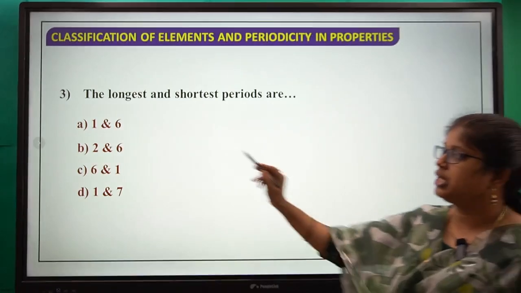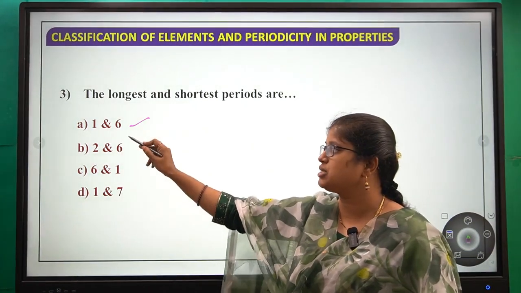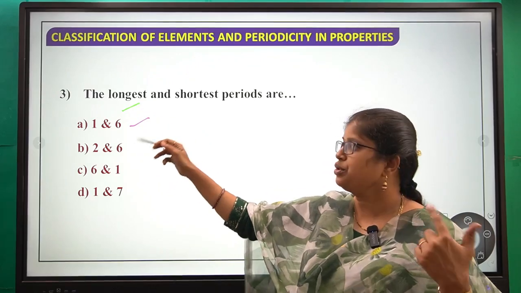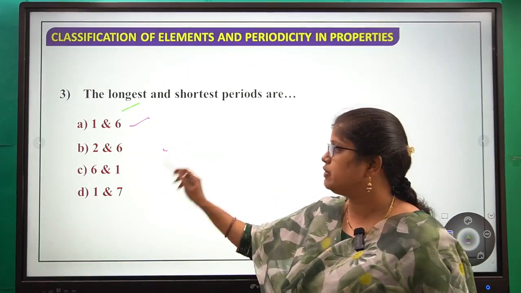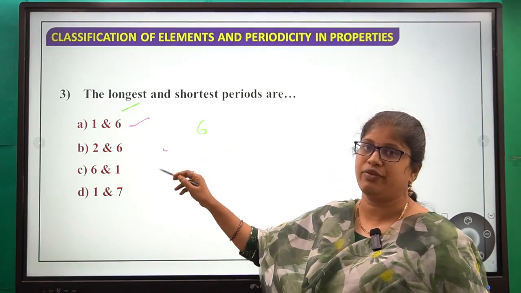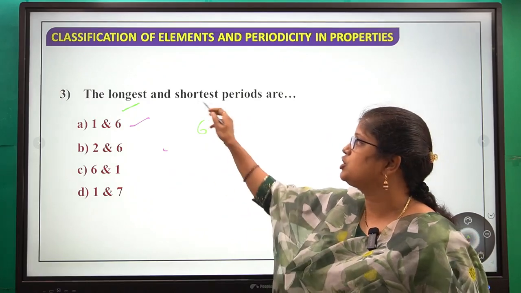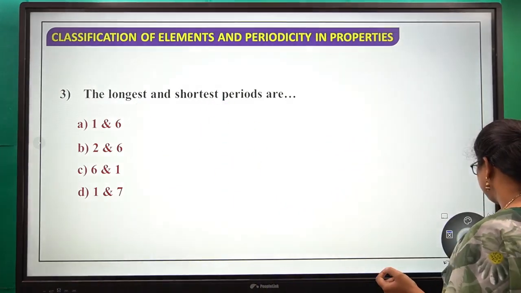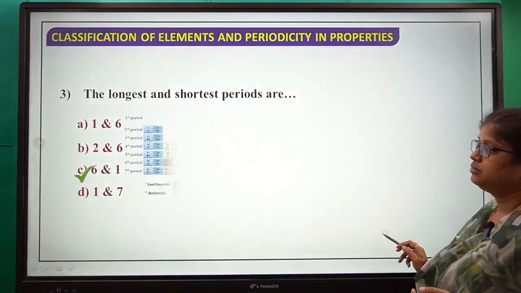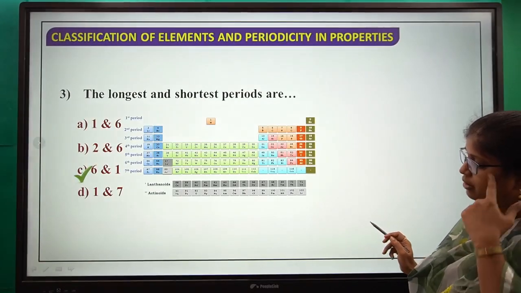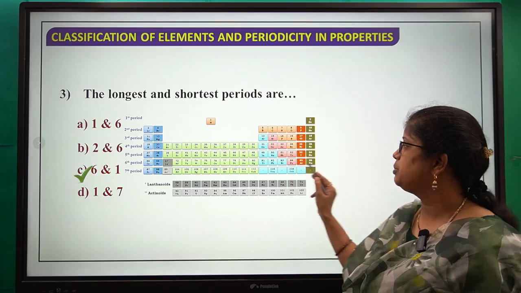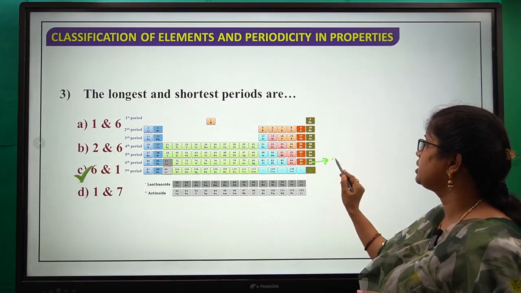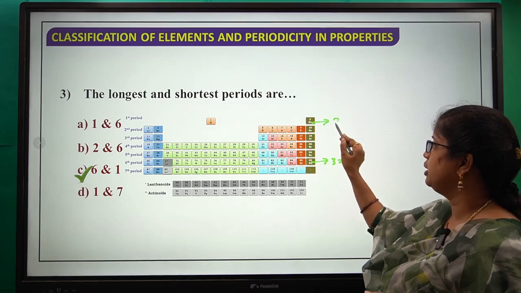Here don't confuse and don't give the option first. Why? Because 1 and 6. But what is asked first? He is asking longest. First we should write longest period. So which is the longest period? Sixth. So that's why we should write first 6. Later shortest 1. So 6 and 1. So sixth and 1. Okay. So this is the sixth period. It has 32 elements, and the first has only 2 elements.